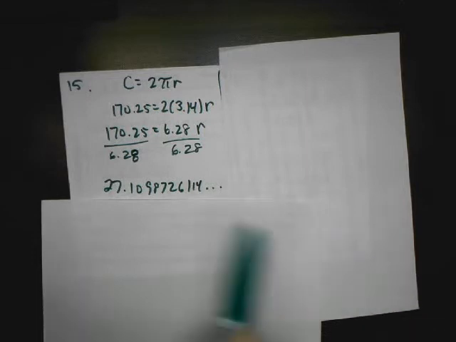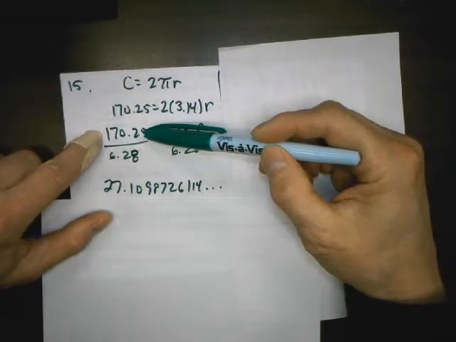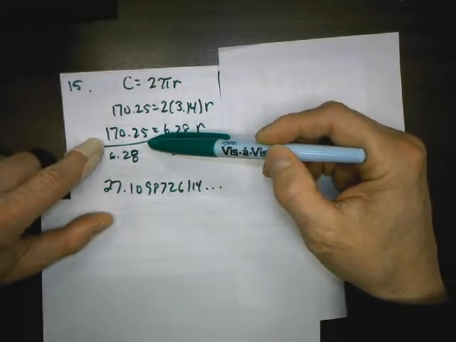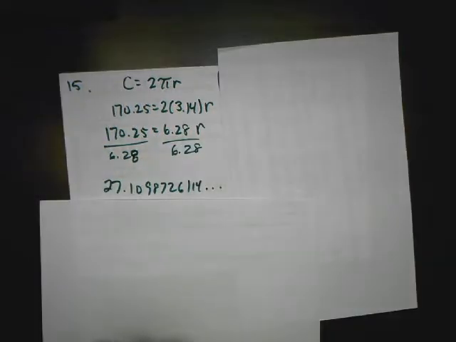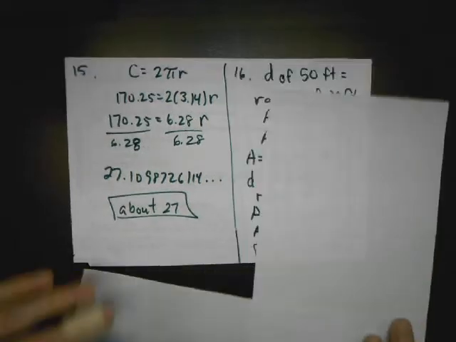And we're now using calculators. So I push this in my calculator first. Then I hit the divide button. Then I type this in. And I get this really long decimal, but the directions tell us we're going to round to the nearest whole number, so that's about 27. And to be exact, we should have said about 27 centimeters.